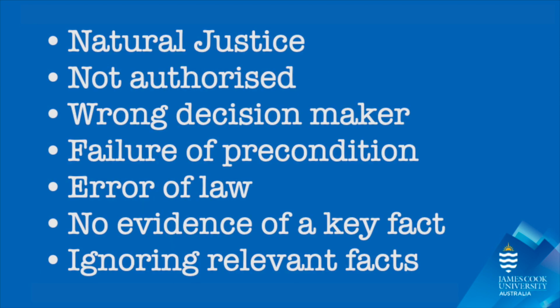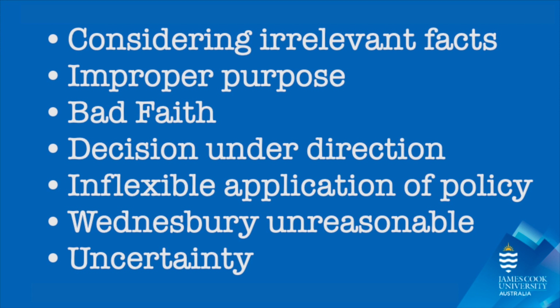Okay, so this has been a huge week of material. We've looked at a heap of different grounds for review over the last 3 weeks. We know that a decision is invalid if natural justice is not given to anyone sufficiently affected by a decision. We know the decision is invalid if it's not authorised by an enactment, if the wrong person makes the decision, or if some process or precondition has to exist before the decision-making power comes into effect, but that condition doesn't actually exist. We know that the decision is invalid if there's an error of law. We know it's invalid if there's no evidence of a key fact, or if the decision-maker either ignores relevant evidence or considers irrelevant evidence. We know the decision is invalid if it's made for an improper purpose.